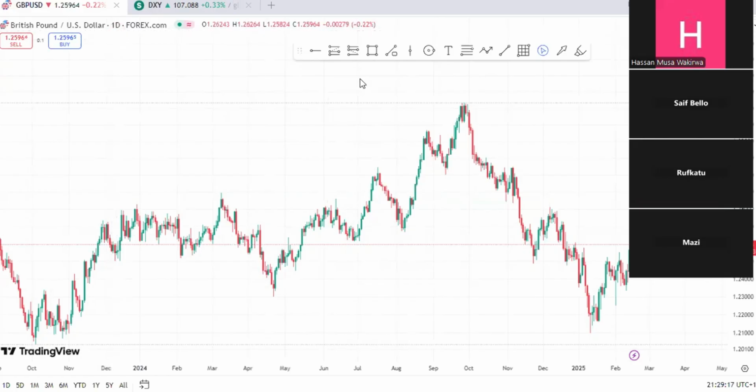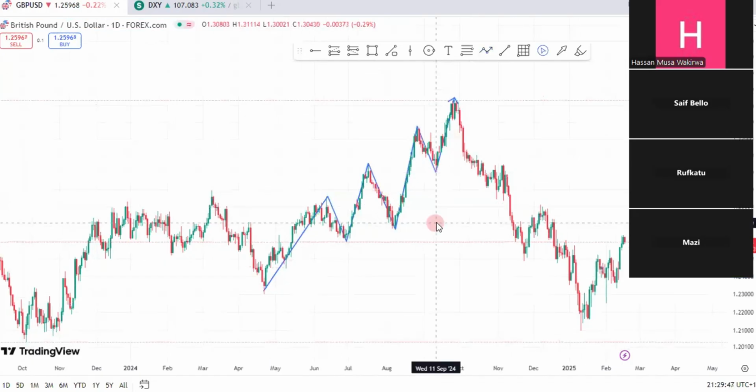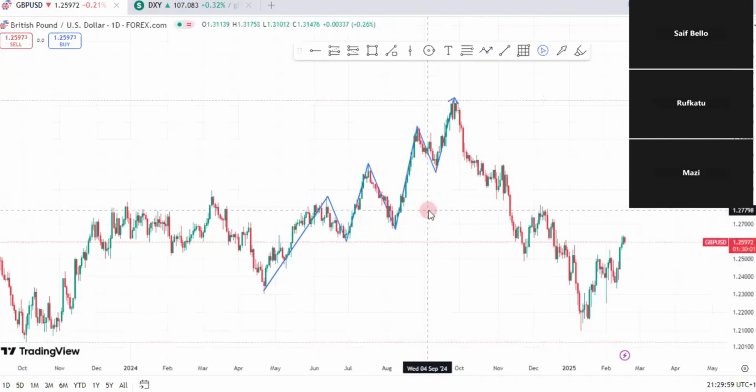So what I want to show you now is the mini structure inside this bullish market structure. Let me draw the bullish market structure here so that you guys will understand it. This is a clear bullish market structure. Now I want to go down into the lower time frame and show you the mini structures that are inside this bullish market structure, because this is the only way you can understand the market, and this is the only way you can predict what the market is going to do.